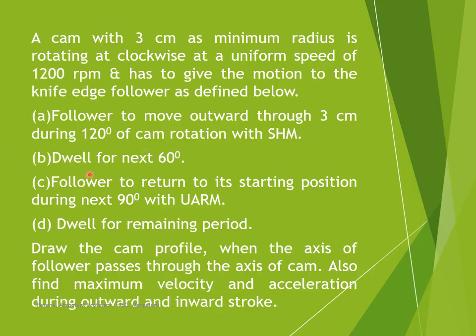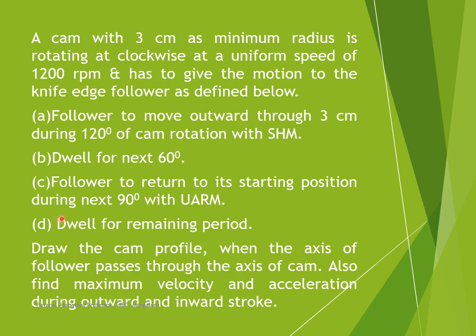Next, B, dwell for next 60 degree. What is the meaning of dwell? Dwell means constant. No movement at all. So dwell for next 60 degree. 120 degree is already told, so for the next 60 degree of cam rotation, it is constant. The follower will not move at all. So how much is completed? 120 degree first, then 60 degree. So total 180 degrees over.